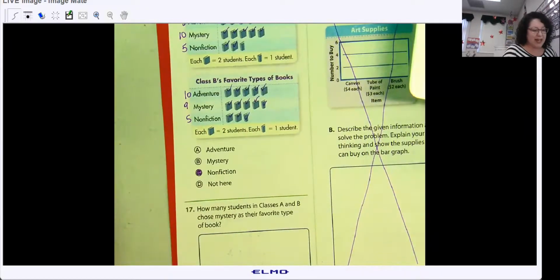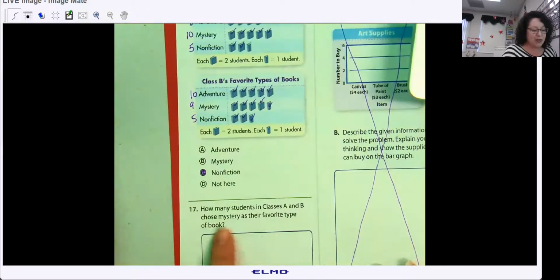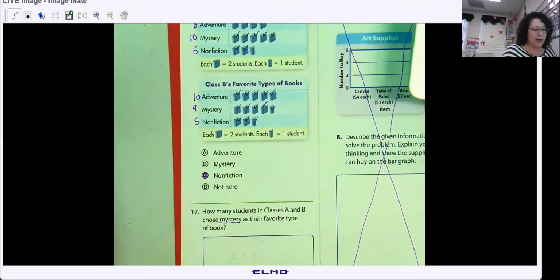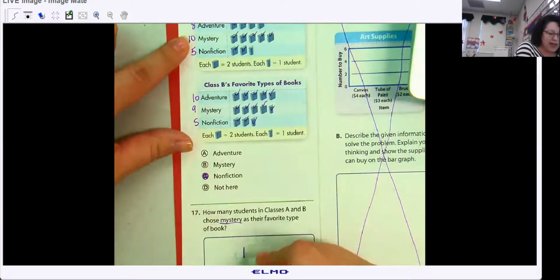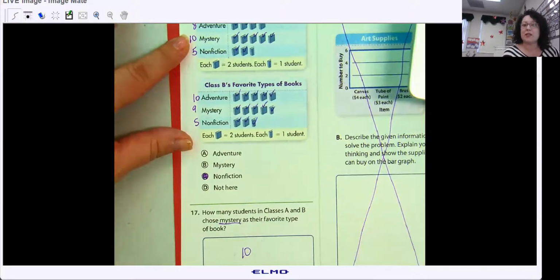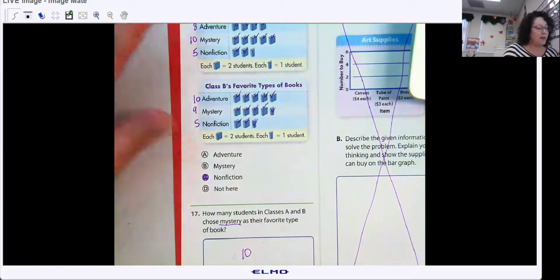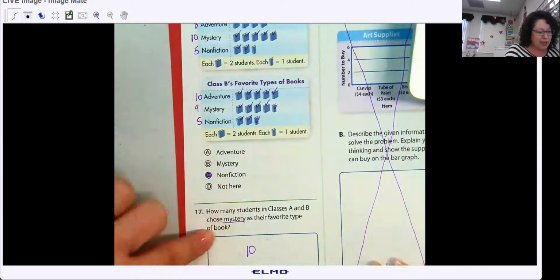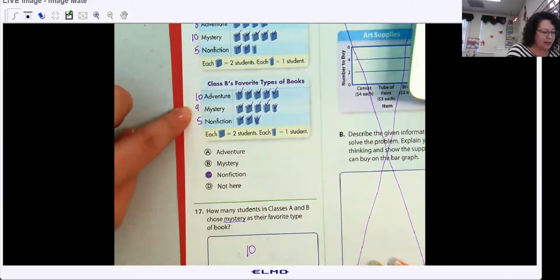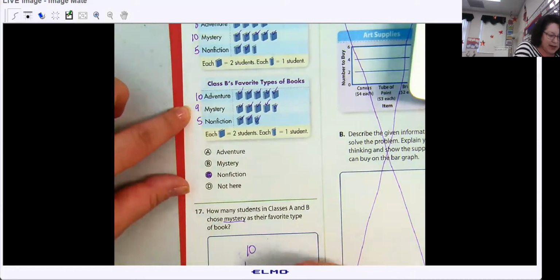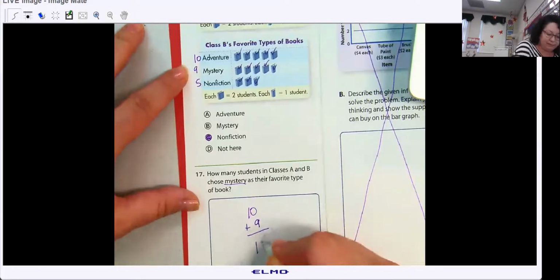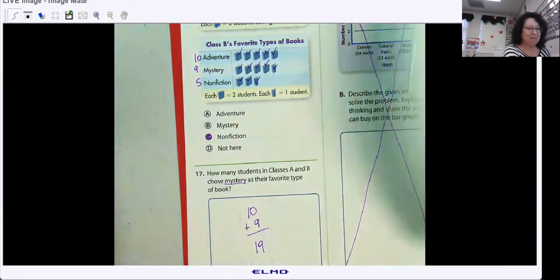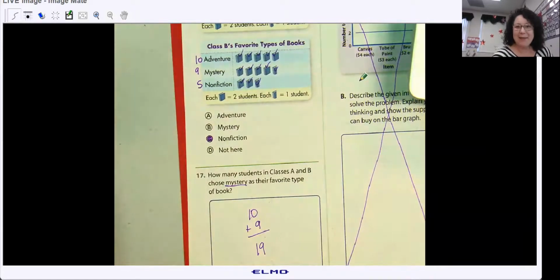How many students in classes A and B chose mystery as their favorite type of book? Well, mystery, 10. So it's asking about both classes. So I'm going to add, yes, mystery, and here we had 9. That's 19. Pretty easy. Okay. Not so bad, boys and girls.